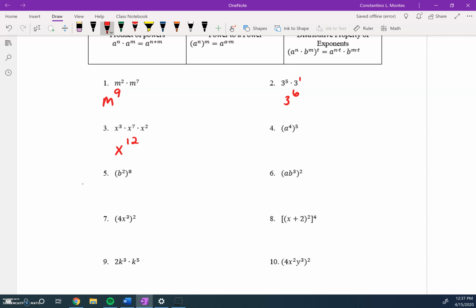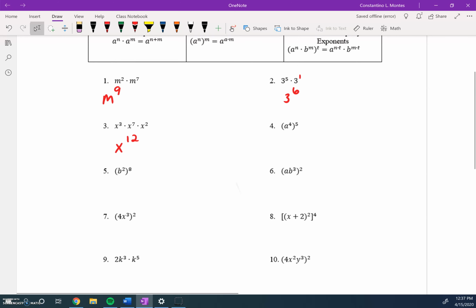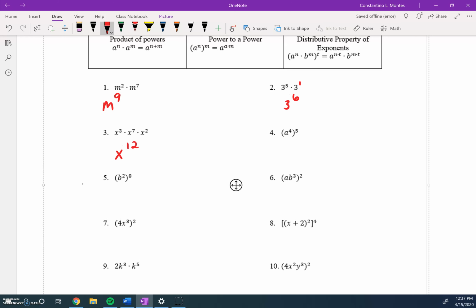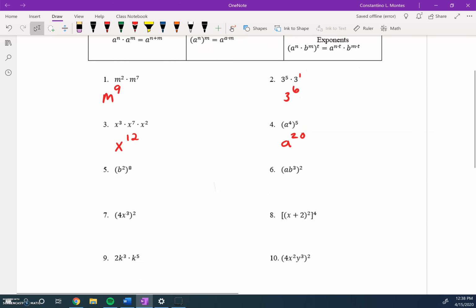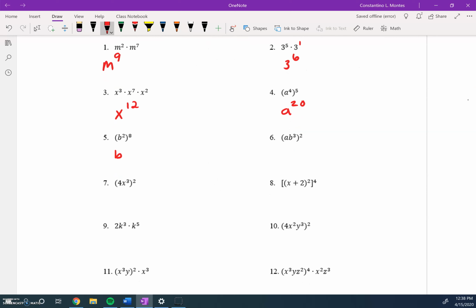Alright. Number 4, we change it up a little bit. Instead, we are looking at a power to a power. So the rule says that we multiply. So I'm going to go ahead and multiply. So a to the 4th to the power of 5 is the same thing as a to the power of 4 times 5, which is going to be 20. A to the 20. Same thing for number 5. It's a power to a power. So it's b to the power of 8 times 2, which is going to be 16.